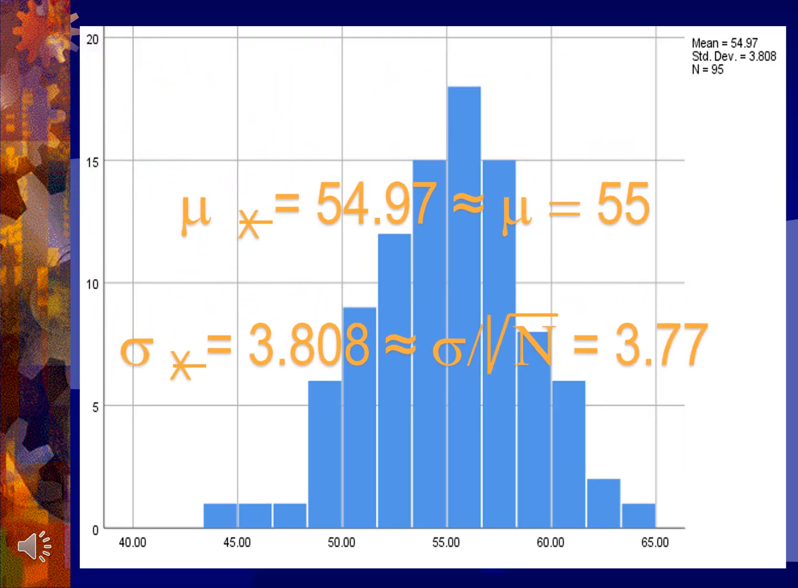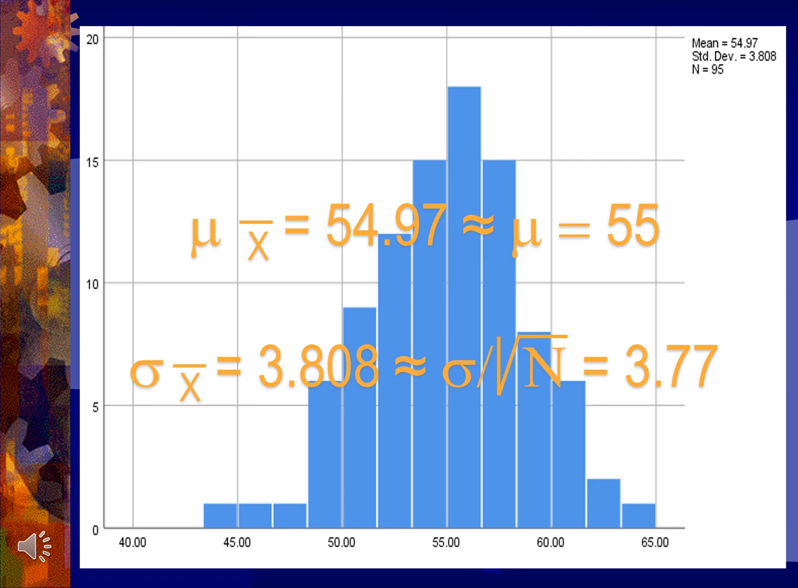And the CLT, it really works. Our population mean was 55. Our sample means with n equal 3, the mean of those sample means was 54.97, and we only sampled 95 times. If we sampled infinitely many times, the mean would exactly equal 55. Our standard deviation of the means, the standard error of our n equal 3 sample means, was 3.8.